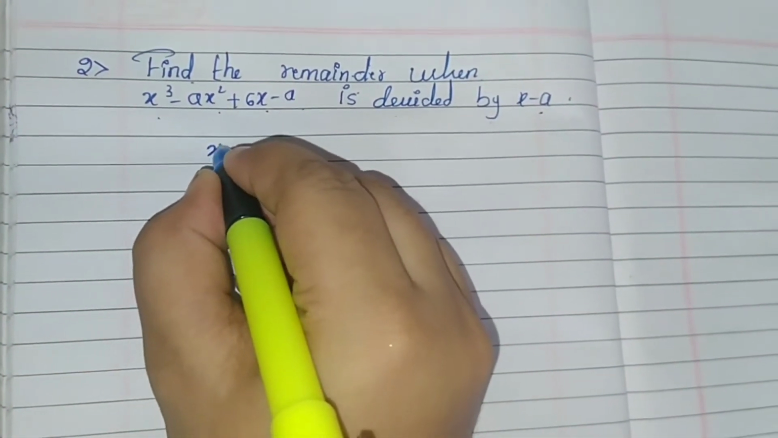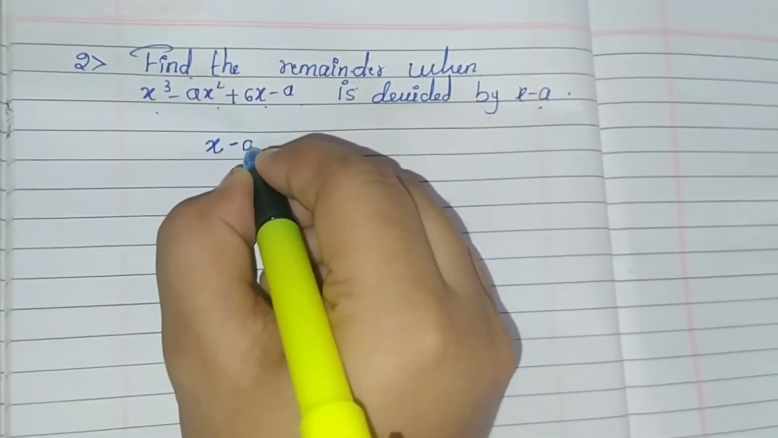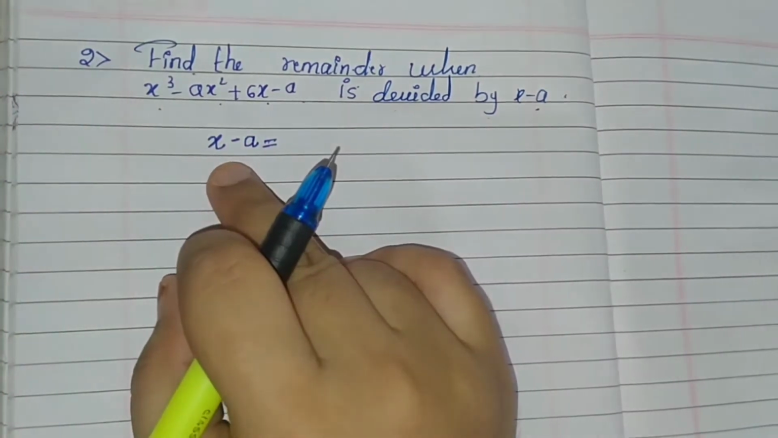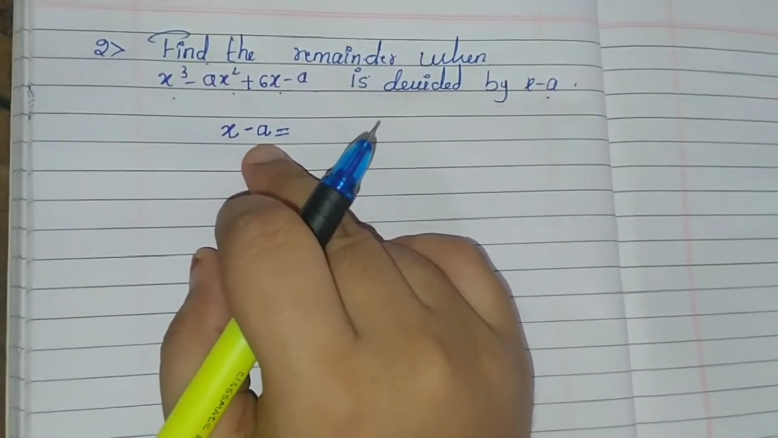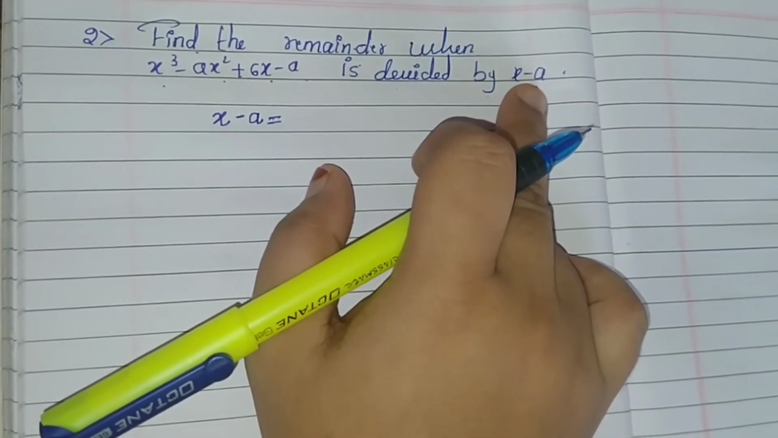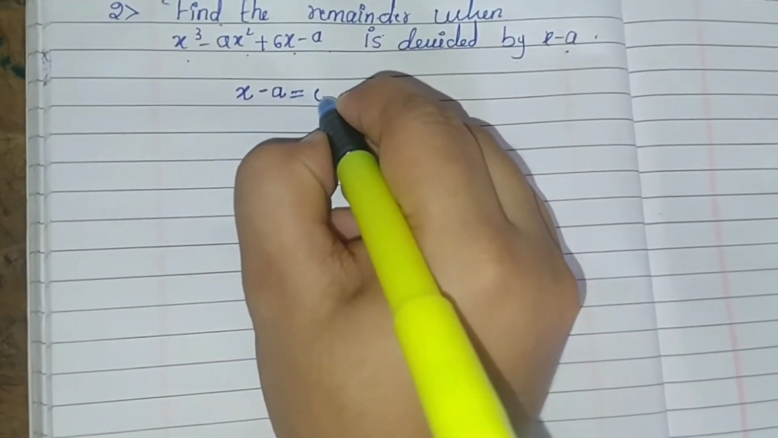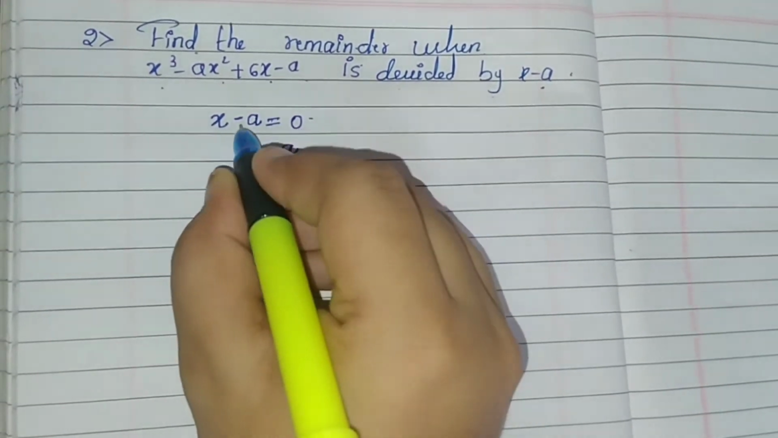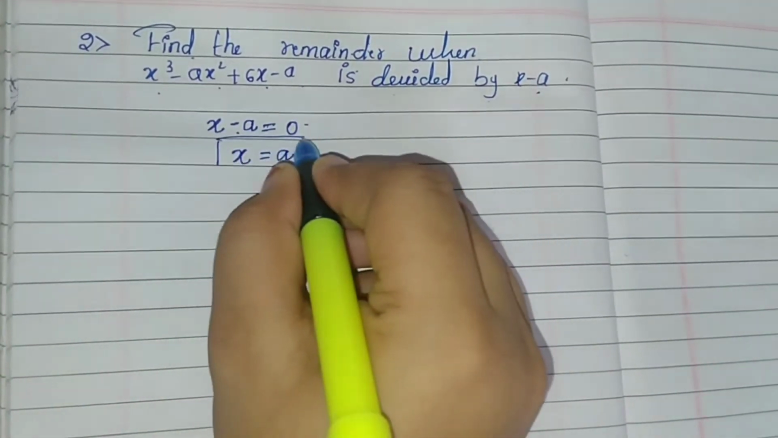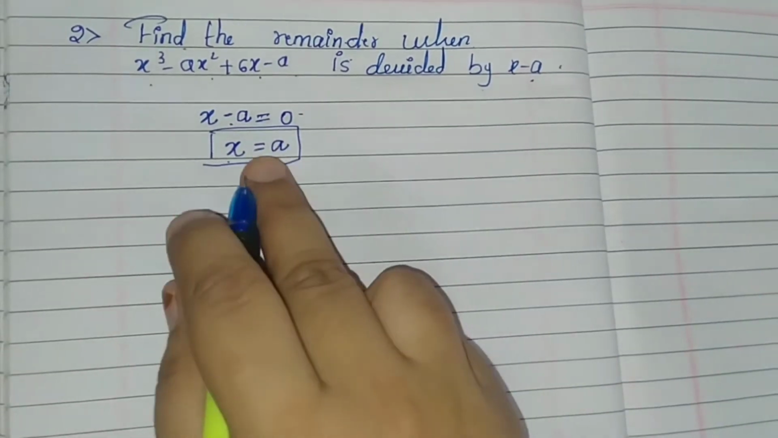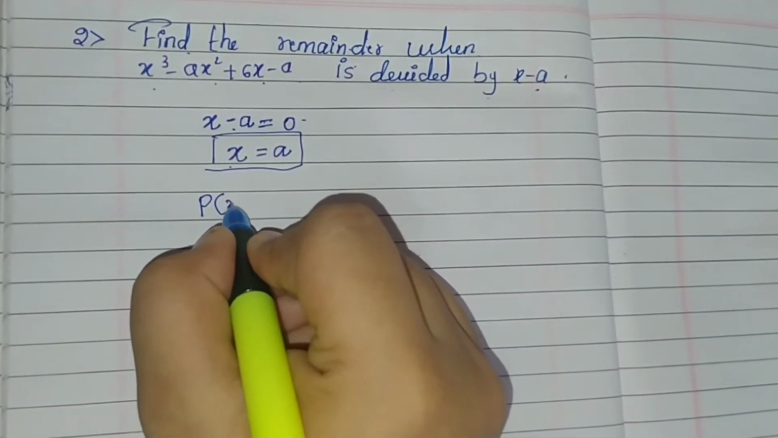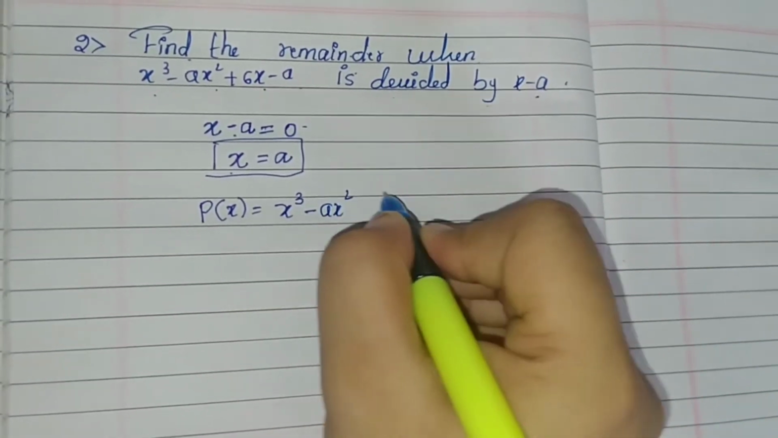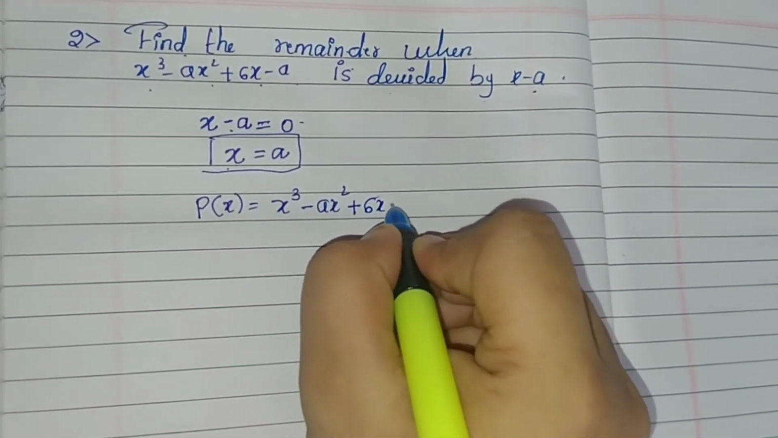So first, in order to use the remainder theorem, you have to find the zero of the polynomial x minus a. That means this is the divisor now, right? So x minus a, you have to equate it to 0. So x will be equal to a. Here minus a is there, no? It will go to the other side, so it will become plus a. So this a you have to substitute into the dividend. That is nothing but here the dividend is x cube minus ax square plus 6x minus a.